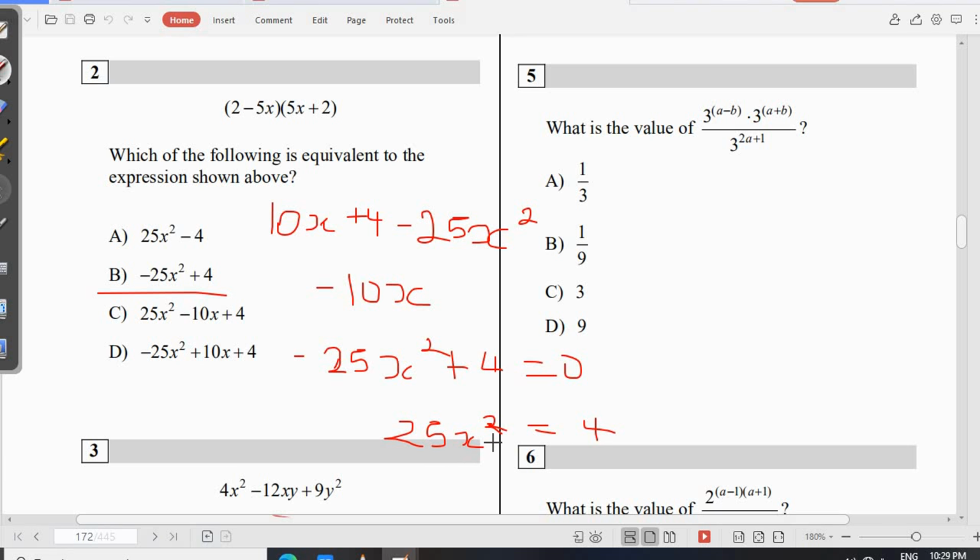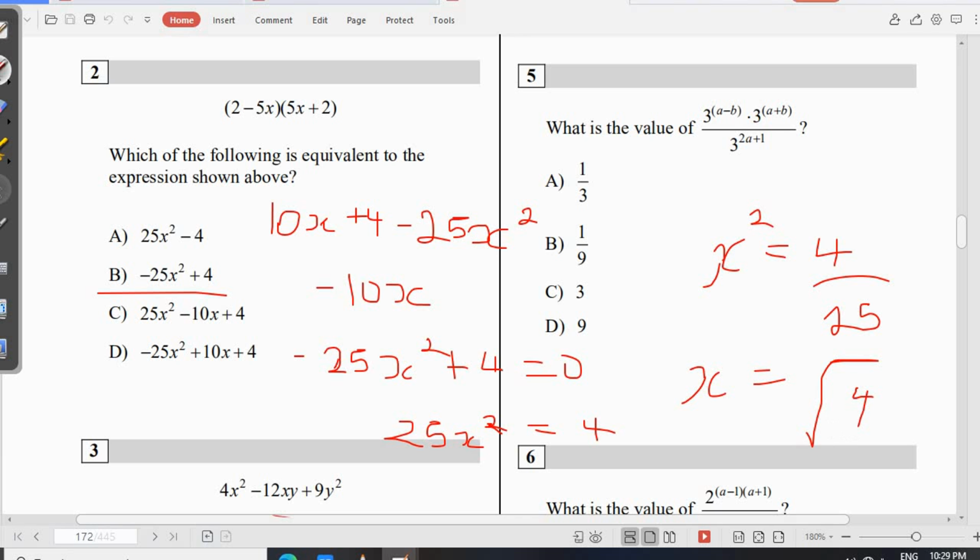Now the very next thing you do is to divide by 25. So you have x squared equal to 4 over 25. We're not solving anymore. We've already got an answer. I'm trying to show you something. This is 4 over 25 equal to x squared. Now the next thing you do is x is equal to the square root of 4 over 25.